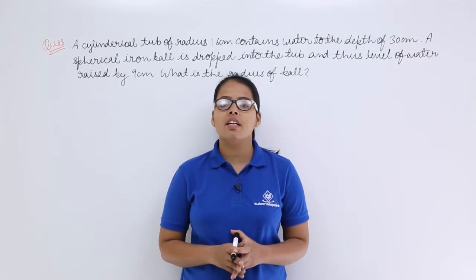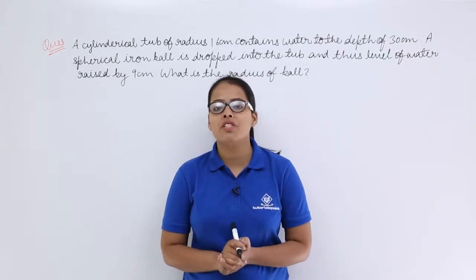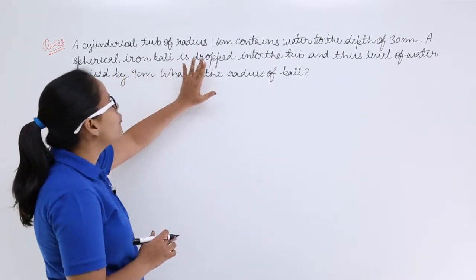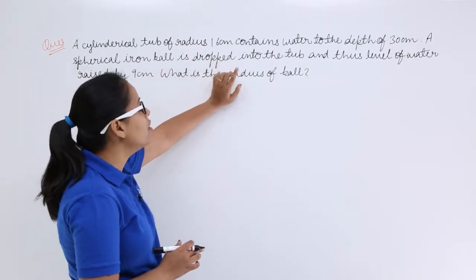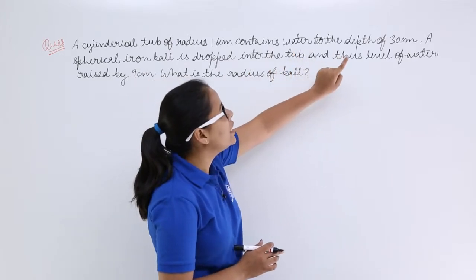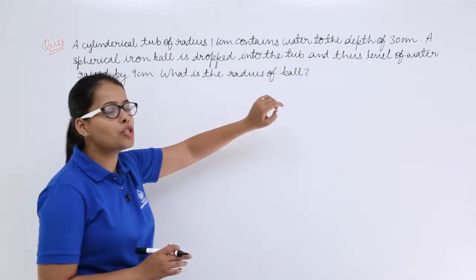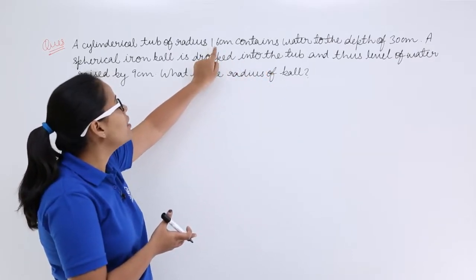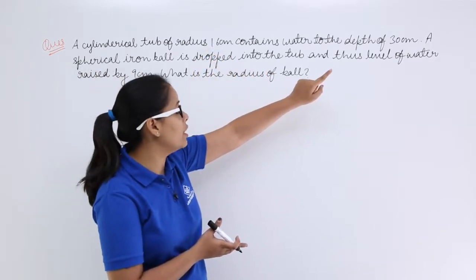Hey guys, let's understand this problem on volume of a sphere. This problem says a cylindrical tub of radius 16 centimeter contains water to the depth of 30 centimeter, which means the water level in the cylindrical vessel is 30 centimeter and its radius is 16 centimeter.